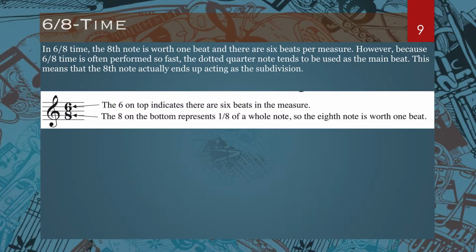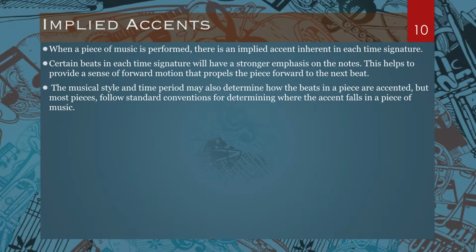And if this is at all confusing, it should become more clear when we talk about the difference between simple and compound time signatures in the next chapter. So 6/8 time would be considered a complex time signature because it doesn't act the way we expect it to act, and we'll talk more about that later.